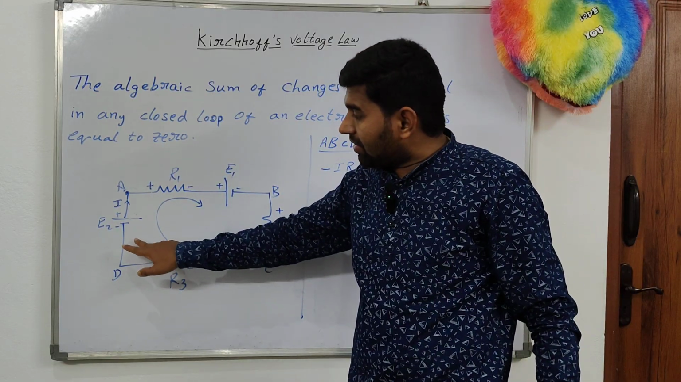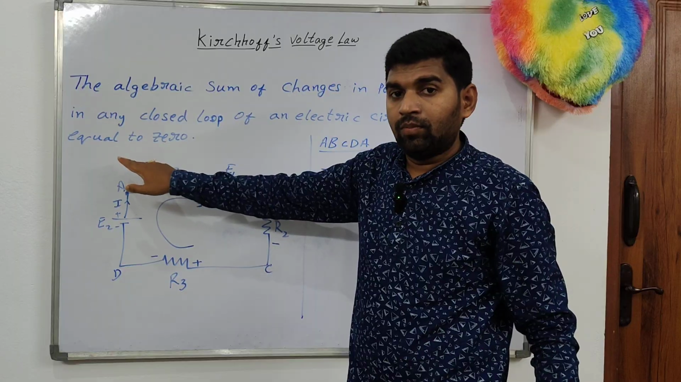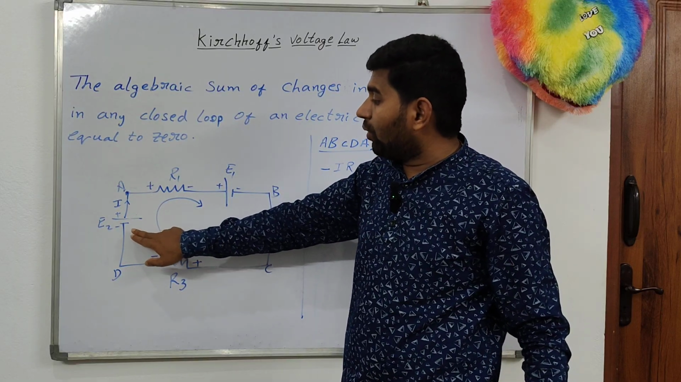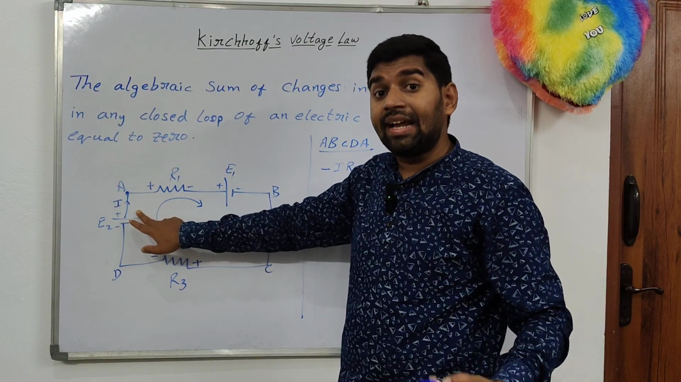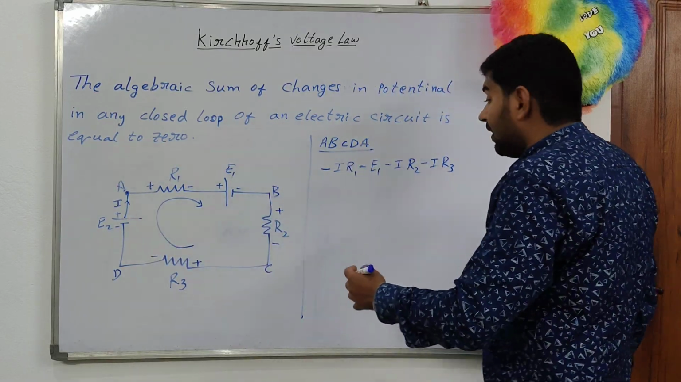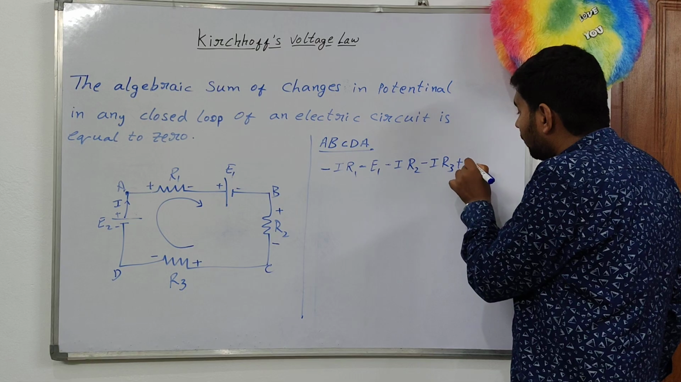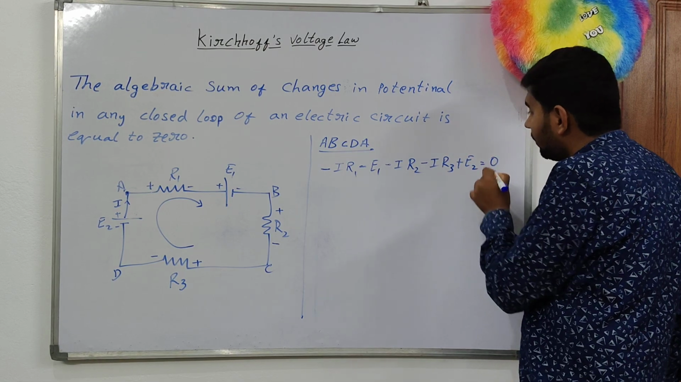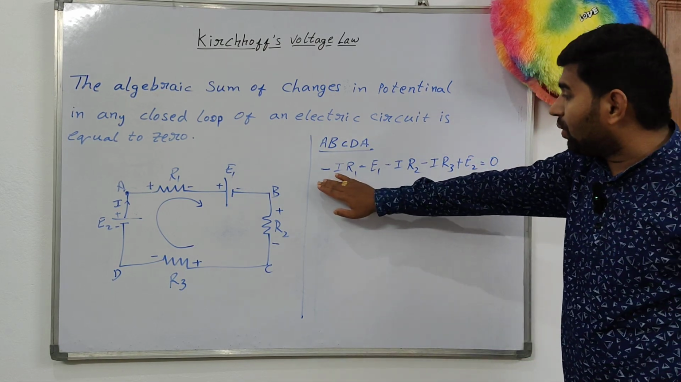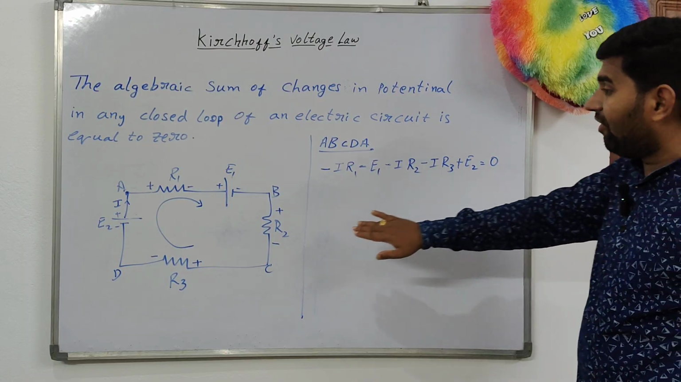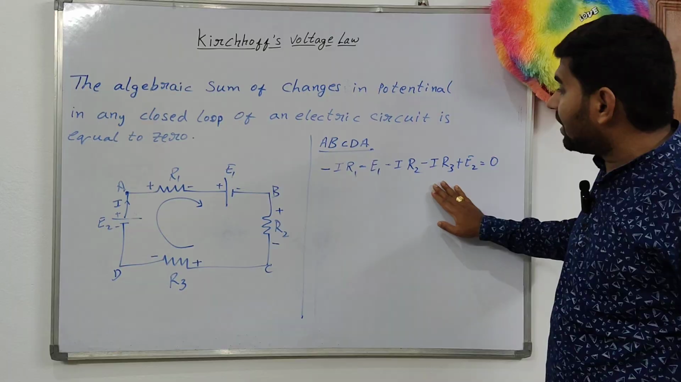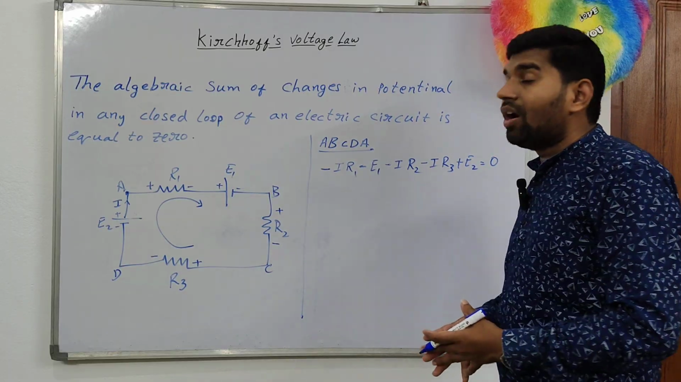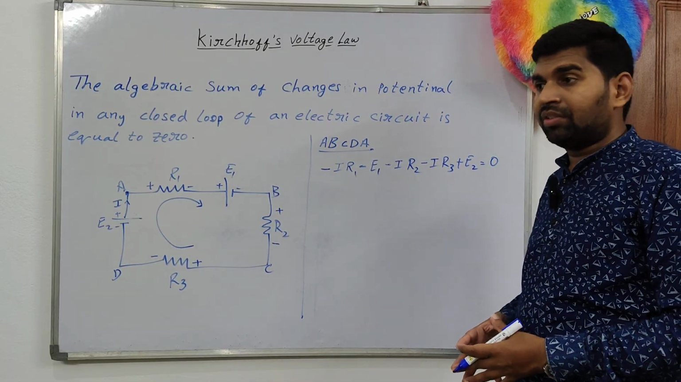Here we pass from lower to higher, from the lower potential plate to the higher potential plate. Here the potential rises, so we write plus E2 is equal to 0. Like that, we have to write the equation for a given loop of an electric circuit. With the help of this equation, we are able to find the unknown values in the circuit.